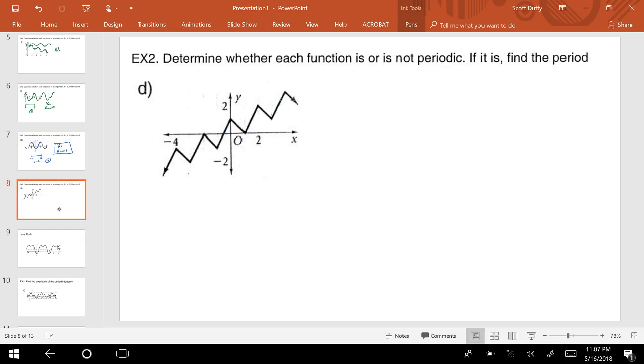Is this periodic? No, because it doesn't go through the same y values. It goes up over time. For it to be periodic, it would not go up or down over time. It would be horizontal. So no.